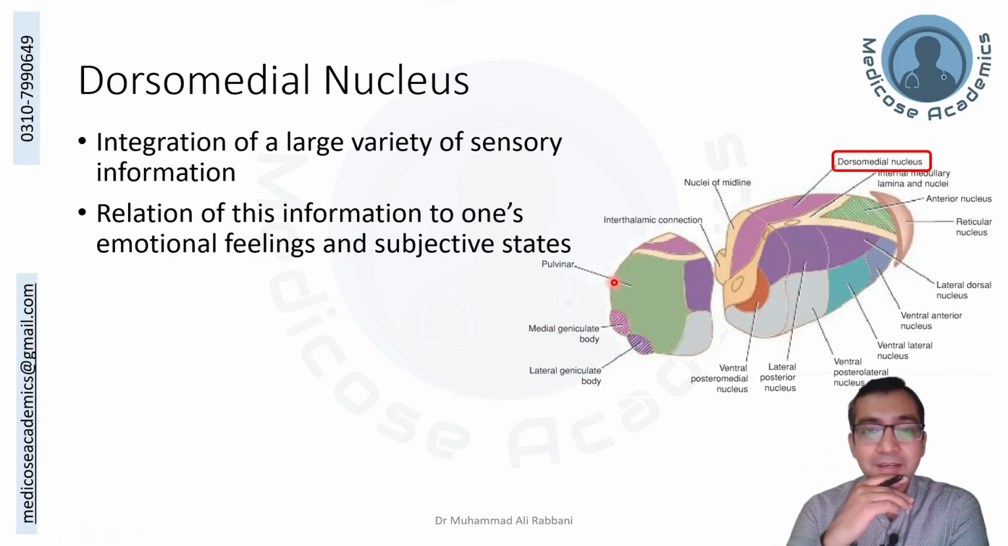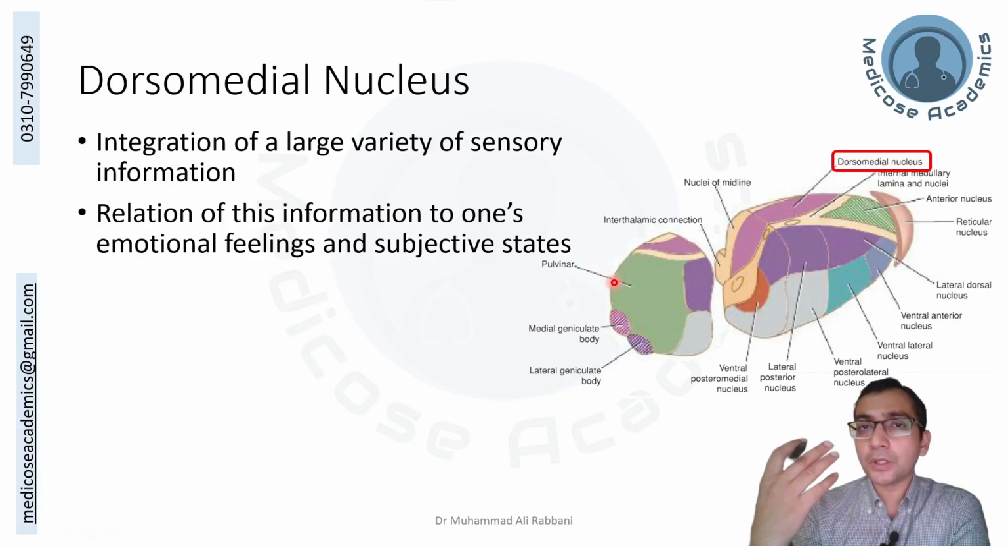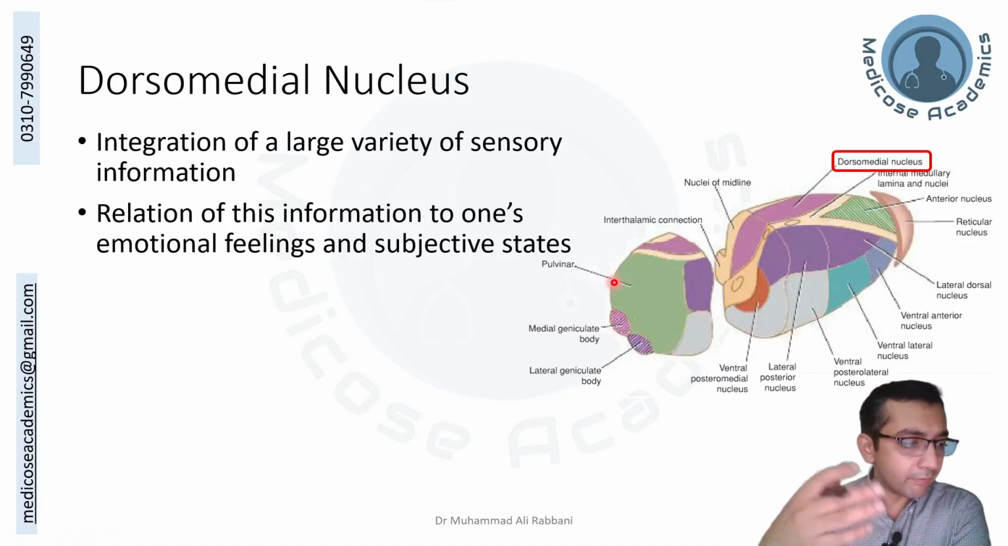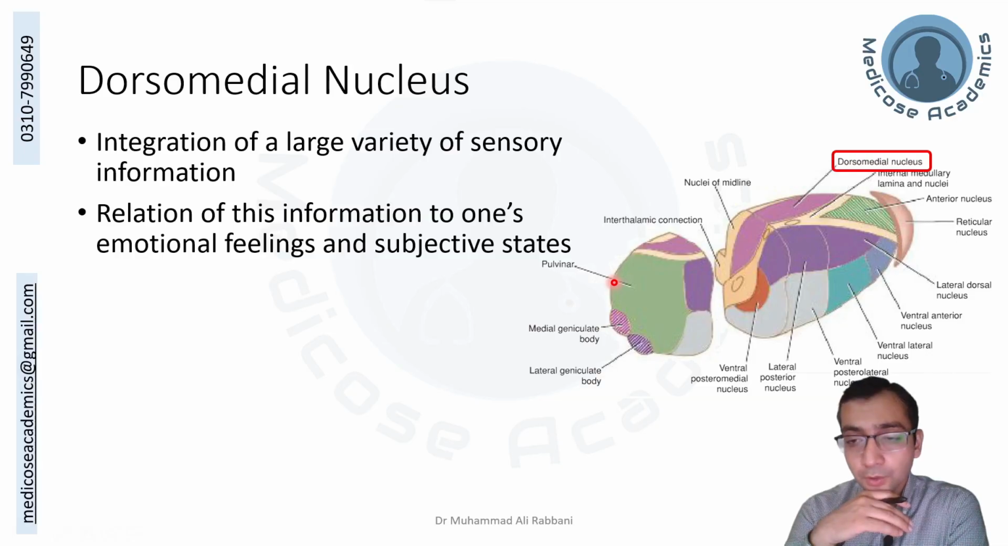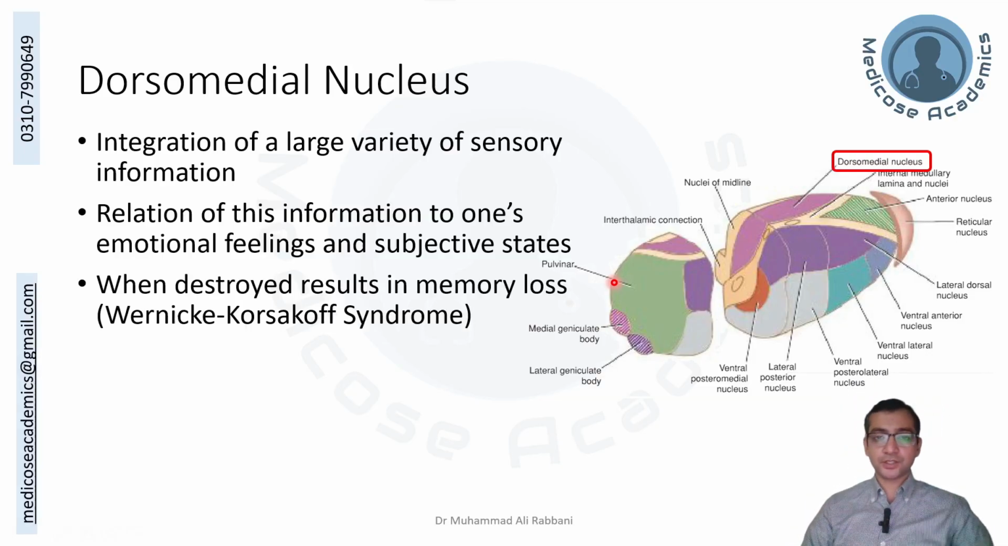So this is majorly related to emotions, and injury or lesion to this will lead to a decrease in anxiety, tension, and aggression, much like the functions of the prefrontal cortex, the emotional functions. It is related to memory too.